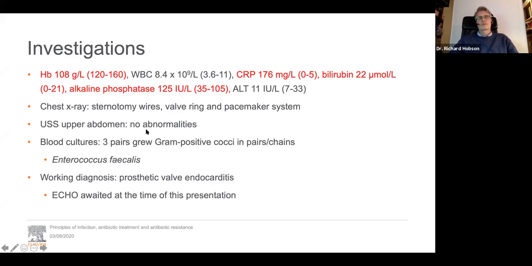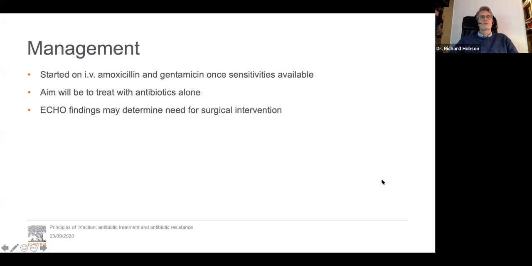So the working diagnosis, which in fact right from the start had been infective endocarditis, at that stage became much more clearly prosthetic valve endocarditis with an organism. At the time I put this together, she was still awaiting an echocardiogram. She was started on intravenous amoxicillin and gentamicin as soon as sensitivities were available. The aim with this person will be to treat her with antibiotics alone, which will require a prolonged period of antibiotic therapy. And the echo is important.